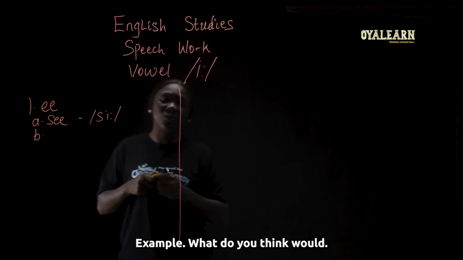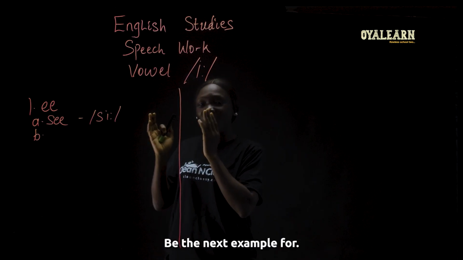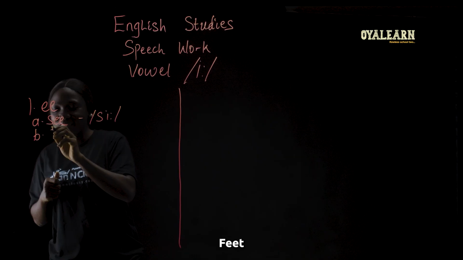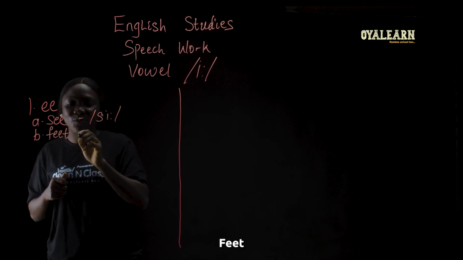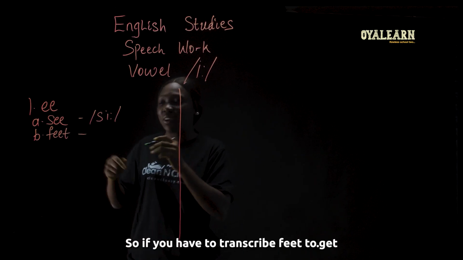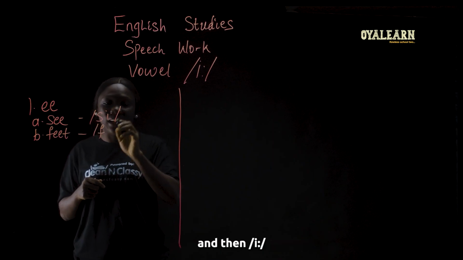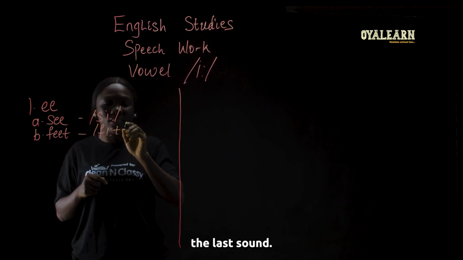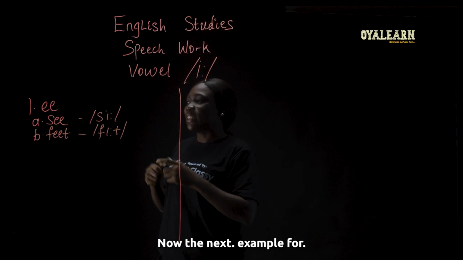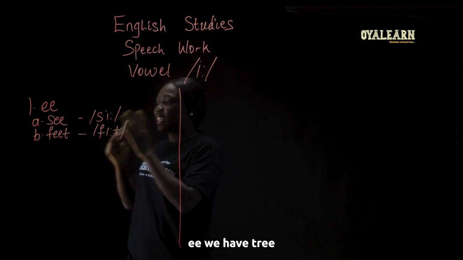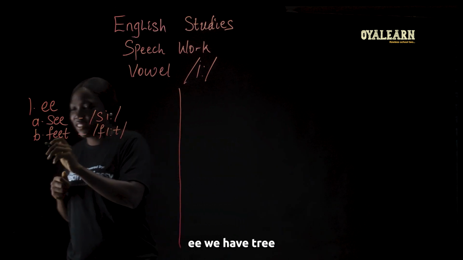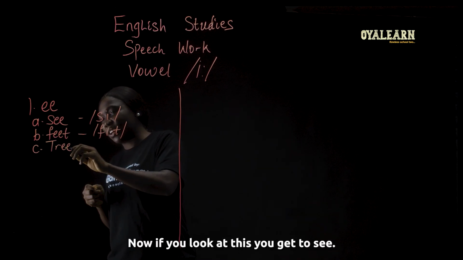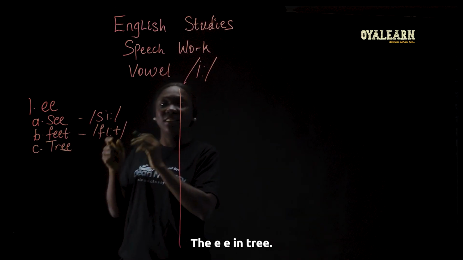We also have another example. What do you think could be the next example for EE? We have feet. Feet. So if you have to transcribe feet, you get f, and then the vowel, and then t, the last sound. Now, the next example for EE, we have tree. Tree.